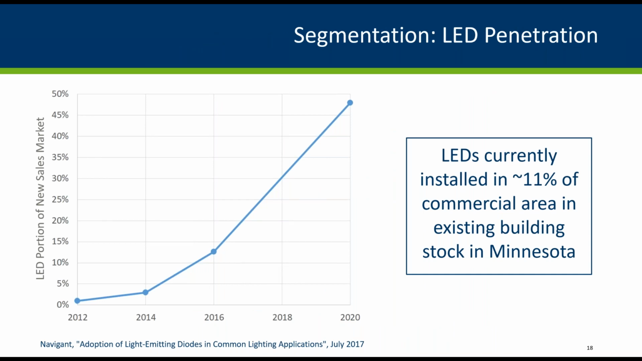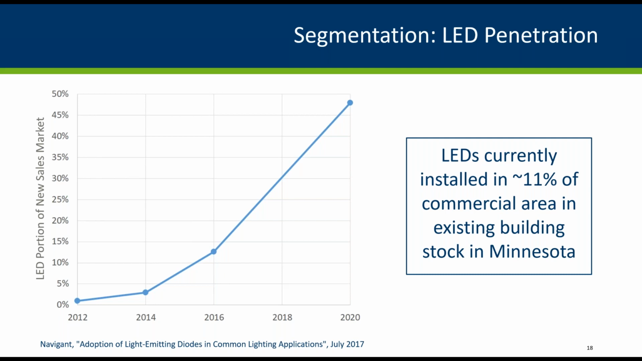LEDs are inherently dimmable, meaning that their light output and corresponding lighting energy can easily be reduced in overlit spaces. LEDs are rapidly increasing their share of the new and replacement lighting market. They made up only 1% of the new sales market in 2012, according to DOE estimates, but this increased to 3% in 2014 and 12.6% in 2016. DOE projections estimated that by this year, 2020, LEDs will make up 48% of the lighting market.